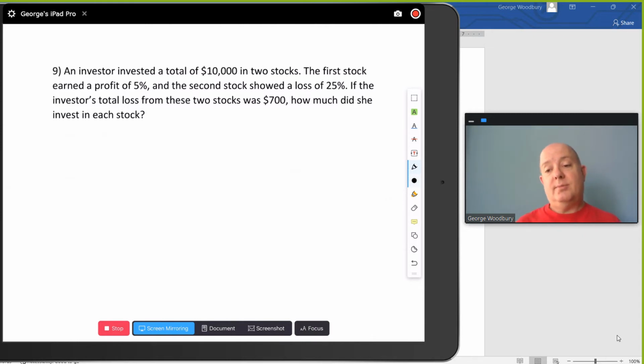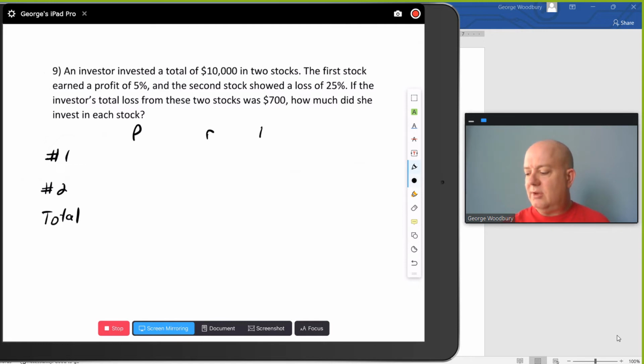So one of our profits is going to be negative, but we're still going to find the sum of the profits to get the total profit. So again, we've got stock number 1, stock number 2, and a total. Principal, the amount invested. R for rate, the profit rate. Again, time, it doesn't mention here, so we can just assume that it's 1. And finally, the interest column is really the profit column because it's not an interest. Anyway, done the same way.